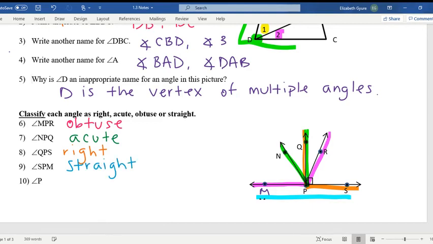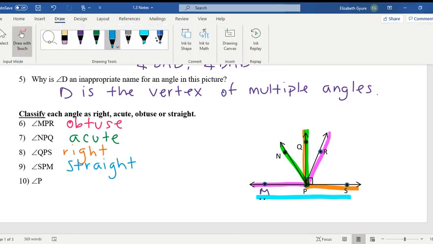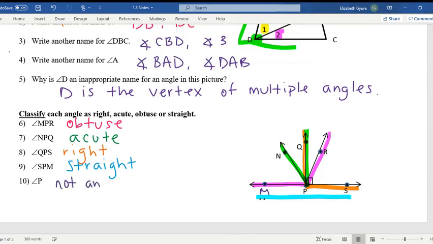And then last one, angle P. Well, that's point P. That's right here, but point P is the vertex of a bunch of different angles. So that's actually not an appropriate name for an angle at all. So we're going to write not an appropriate angle name. Okay. And then in the next video, we are going to move on to talking about congruent angles and angle bisectors.